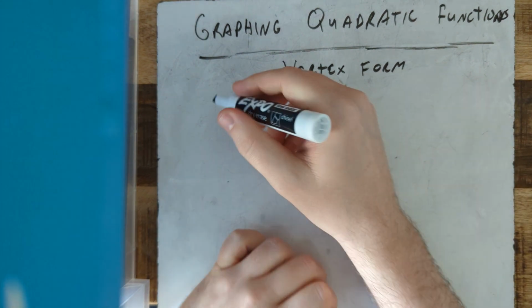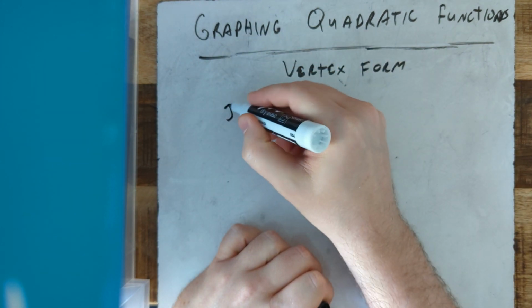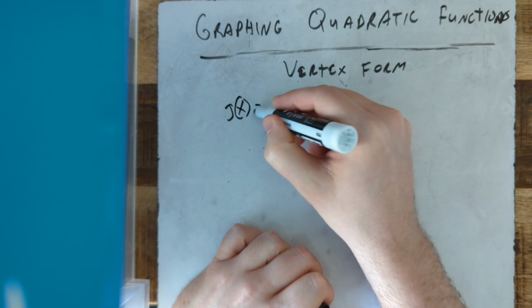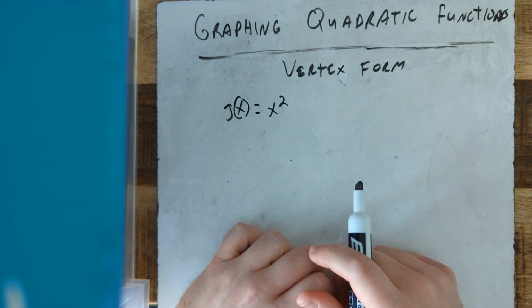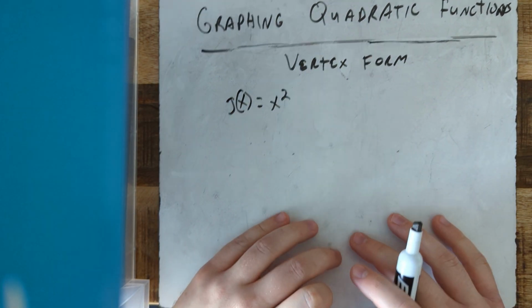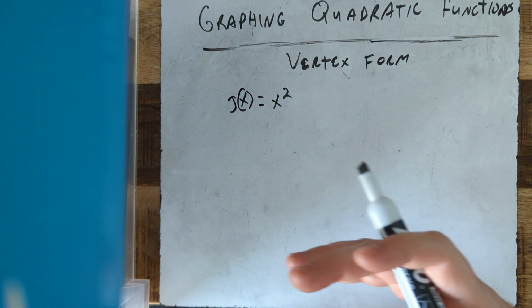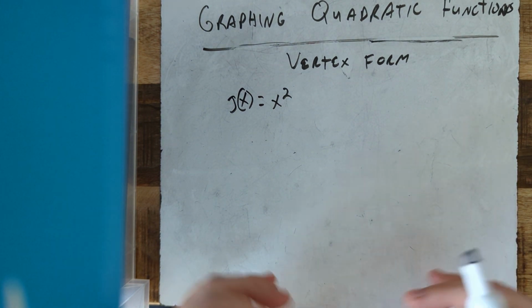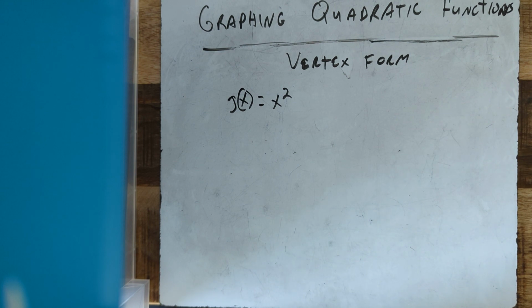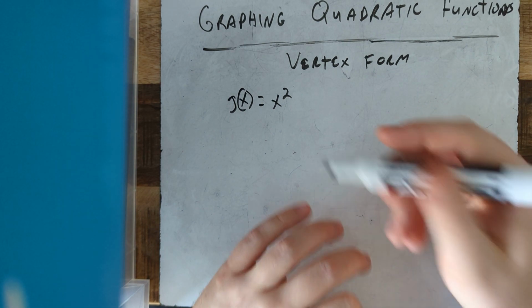So remember, if you recall, our parent graph, we'll use g of x equals x squared. That was our parent graph. That's our basic parabola, or basic graph that opens upwards. So now, what if we were to add an extra element to it and we were to shift it on the graph? Okay, so how would we do that?